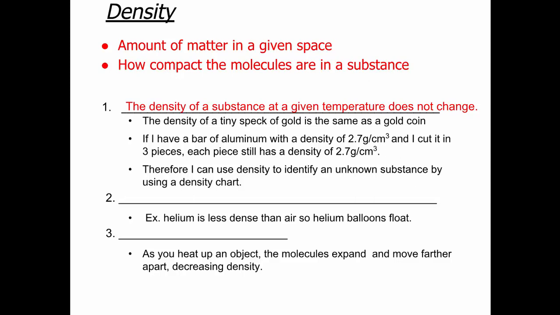We actually have a chart that we will use sometimes, and I'm going to give it to you now. It lists the density of common materials. And sometimes you'll be asked to identify a material based on its density. We call that density is an identifying property. It can help us determine what an unknown substance is made of.